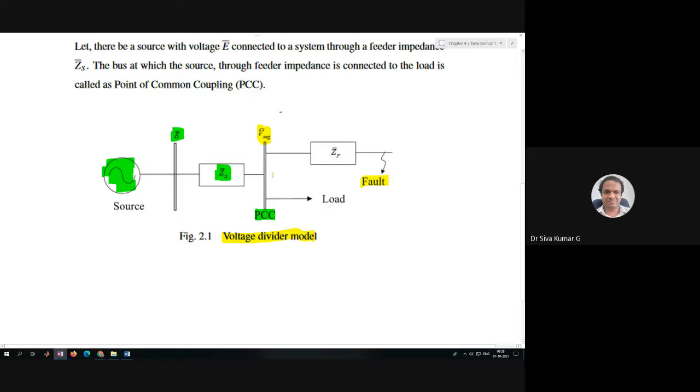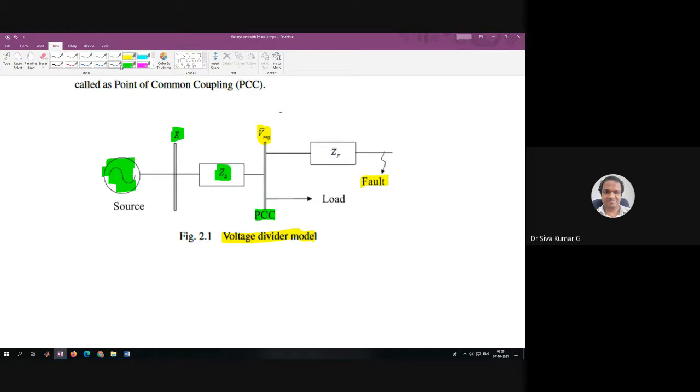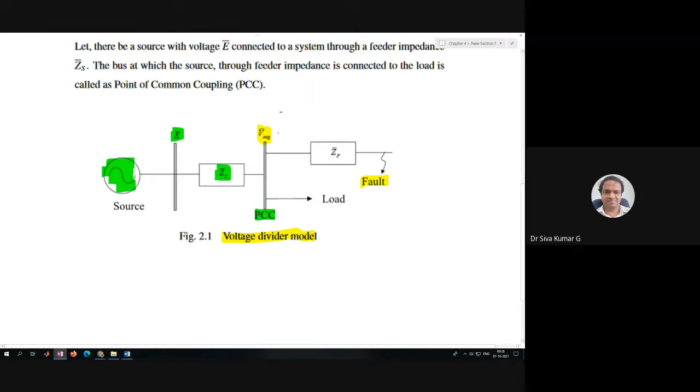In deriving this expression, we are going to find out the voltage sag when there is a fault in the system. In that case, we neglect the load current. The load current is very small. The fault current is much higher than the load current while deriving this particular expression.